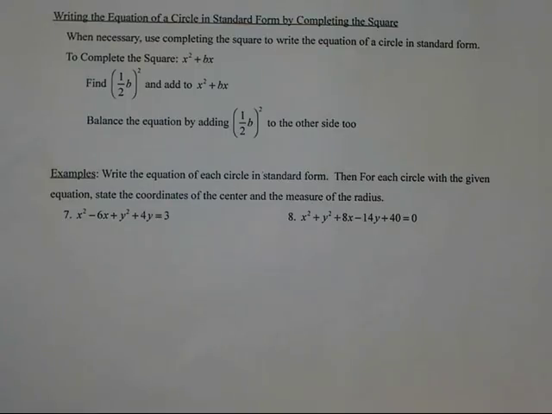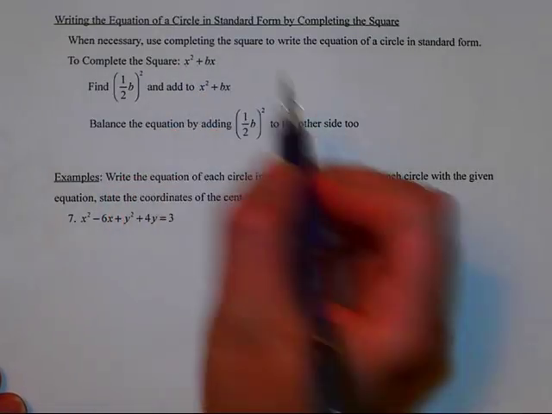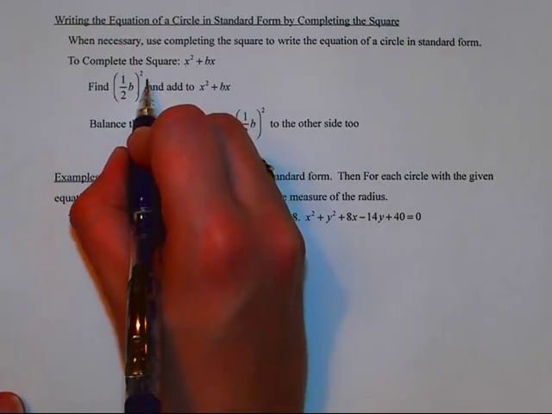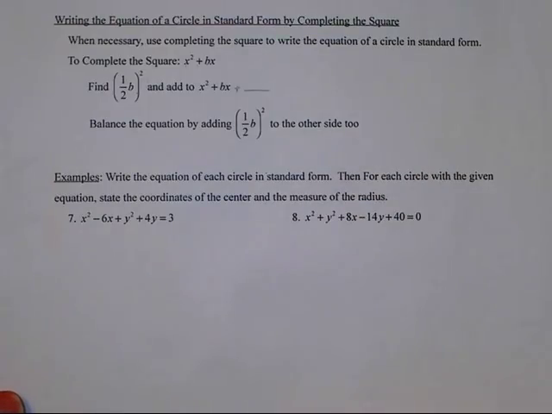So it says, when necessary, use completing the square to write the equation of the circle in standard form. To complete the square on a quadratic of the form x squared plus bx, remember that we find half of b and then square it. That number gets added to our quadratic to make a perfect square trinomial. Whenever you add something to one side of an equation, to keep it balanced, you have to add that same value to the other side of the equation. So whatever we add for half of b squared to one side, we'll also add to the other.